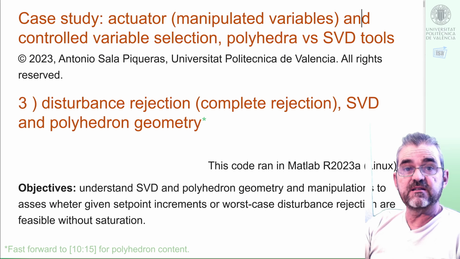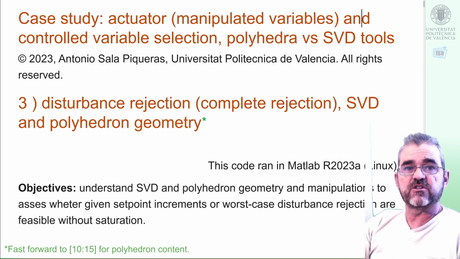I'm Antonio Sala, and in this video we are continuing the case study of manipulated variable and controlled variable selection. In this case, we will discuss how to assess the validity of such a selection for disturbance rejection tasks. In particular, we will achieve complete disturbance rejection, so my manipulated variable increments must exactly cancel out the effect of disturbances on the output. We'll have this model as the linearization on this operating point.